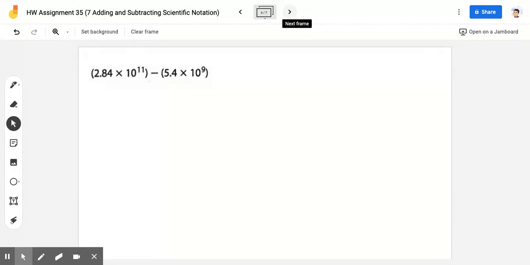All right, last problem that we're going to see. I'm going to use my strategy again. This time I want to turn my 9 into an 11. I won't even worry about the 2.84 just yet. I want to get this 9 and turn it into an 11. So I'll rewrite my value here: 5.4 times 10 to the 9th. If I want to make my exponent larger, that means I have to make my coefficient smaller. So I'll move my decimal point over 1, 2 places, and with that, I can add 2 to my exponent. So I'll have 0.054 times 10 to the 11th power.